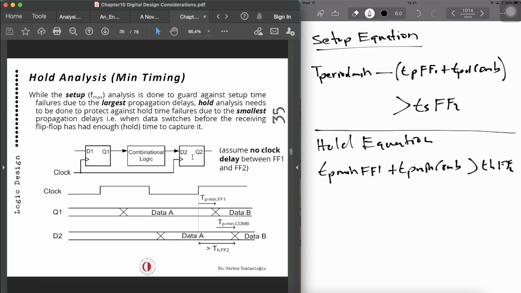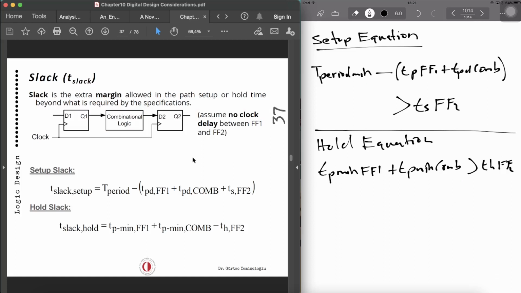Now, another metric in this analysis is the slack. So what is slack? It's like an extra margin. So we can have an extra margin allowed in the path setup or hold time, so we can give that slack. Okay, so if we have a positive slack, that means we have enough time to stabilize the setup and hold. If we don't have this slack, this extra margin, we are actually going to violate the setup and hold time. There will be a failure. Okay, so we'll see examples of how the setup slack or the hold slack is violated.